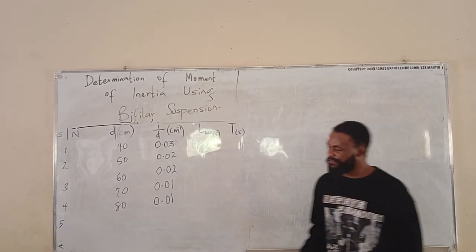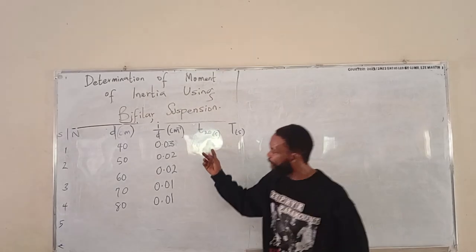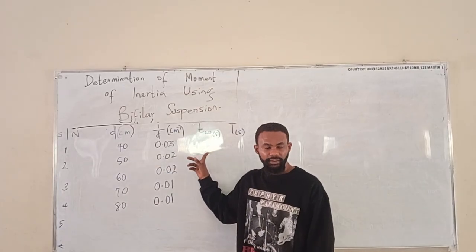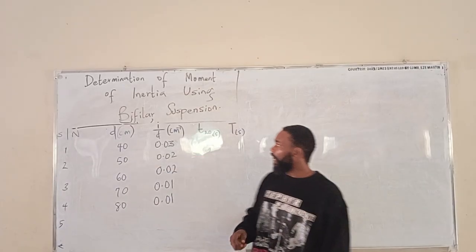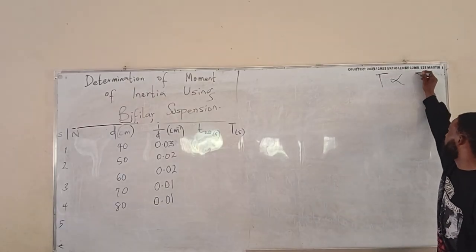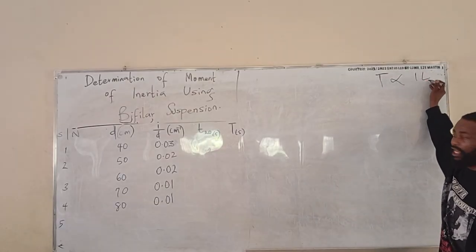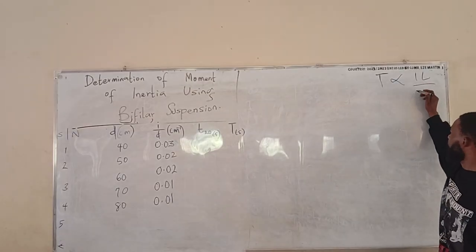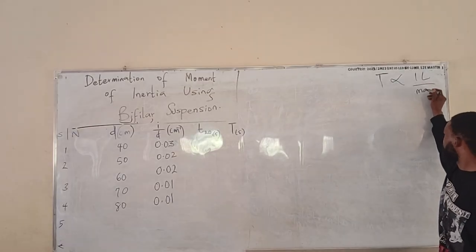Okay, now time for 20 oscillations. Do you remember our principle? The lesser the distance, the more the time. And how do we get it? By knowing that T varies directly with I L, the inertia and length of that rod, and inversely with mass g.